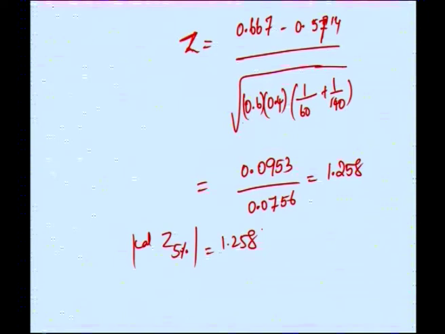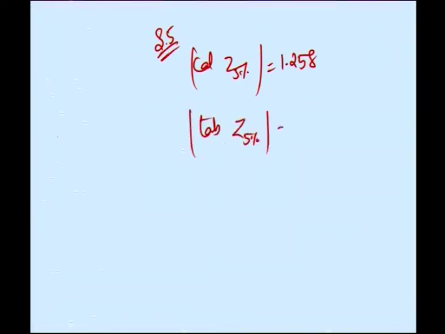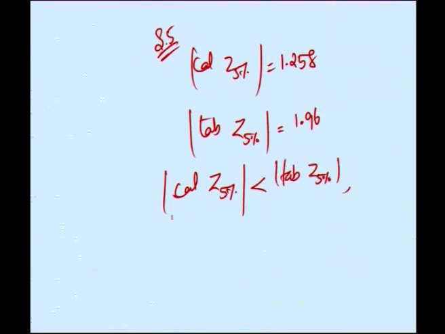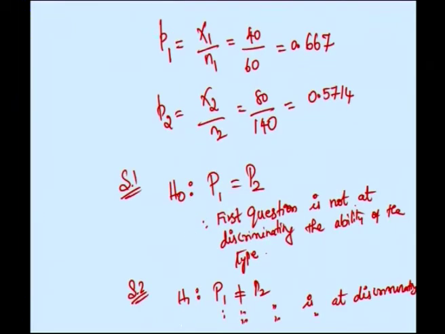Next we will go ahead with the tabulated Z and the conclusion step. So, calculated Z at 5% is 1.258. The tabulated Z at 5% will be 1.96. When we compare, 1.258 is the lesser value. Therefore, calculated Z at 5% is less than tabulated Z at 5%. Hence, H naught is accepted. When H naught is accepted, what is the H naught statement? That should be written as a conclusion. That is, the first question is not good at discriminating the ability of the type.